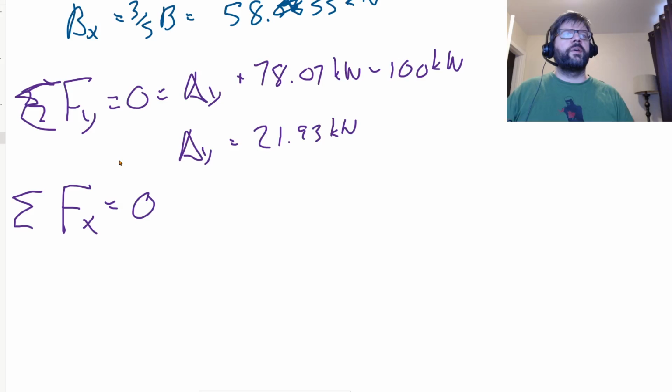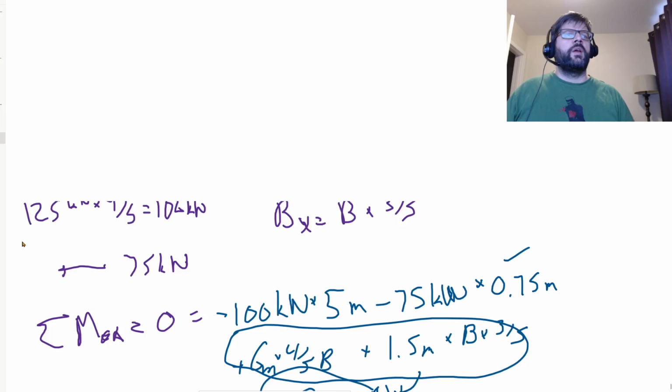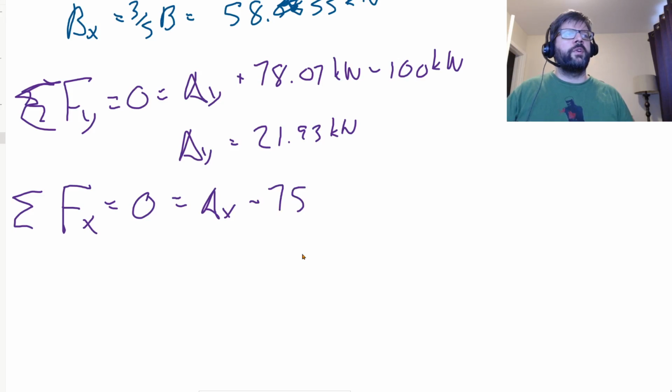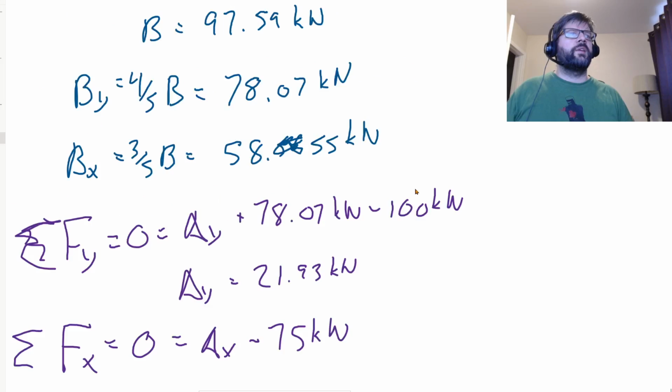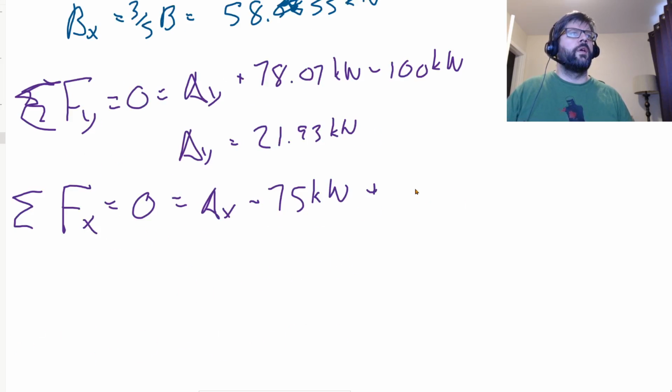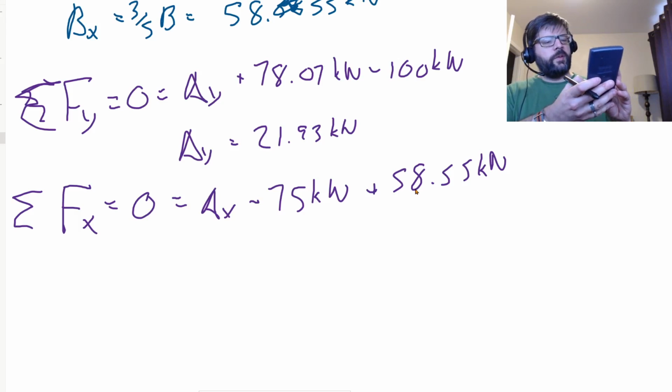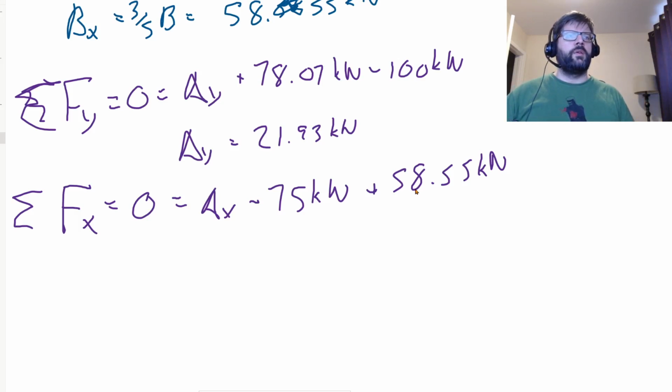Sum of forces in x is equal to 0, so that's going to be equal to Ax minus the 75 kilonewtons. That's the horizontal component of the distributed load. And then Bx is acting in the positive x direction. So solving for Ax gives us 75 minus 58.55. So Ax is equal to 16.45 kilonewtons.